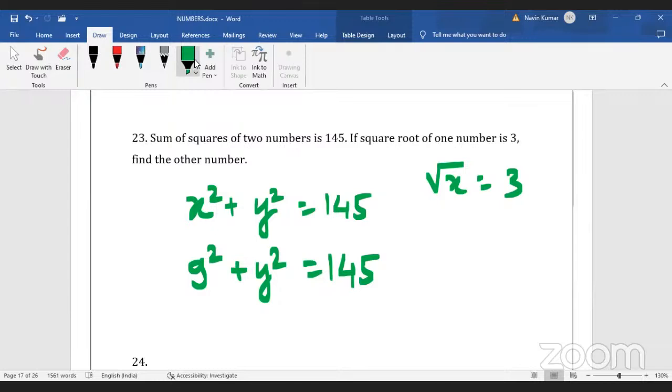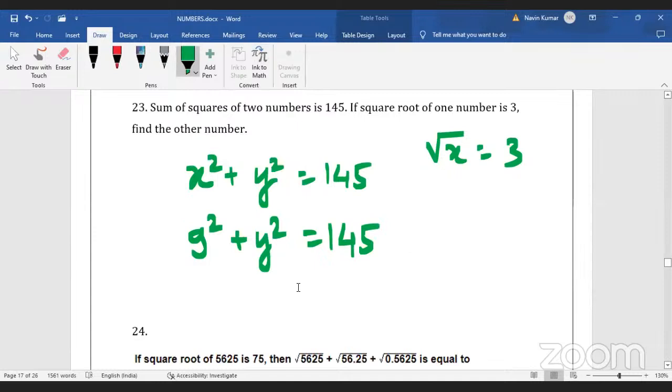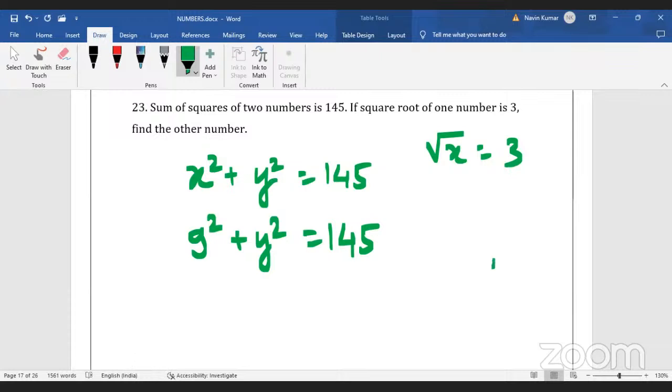Yes, sir. First number is x, second number is y. So we got the value of x, which is 9. So instead of x square, you will write 9 square. Now from this, what will be the value of y? Another number, second number? 8. 8 is the answer.